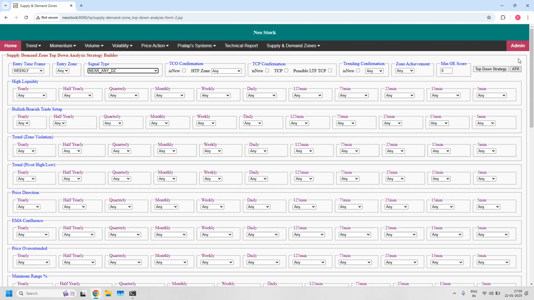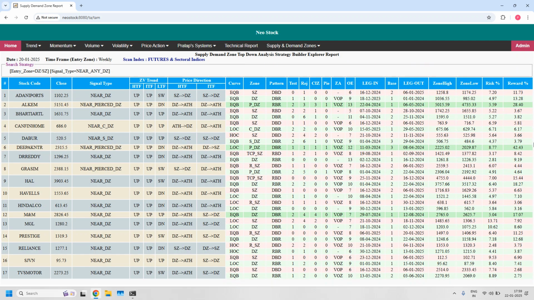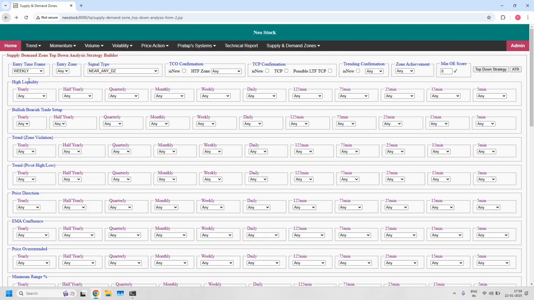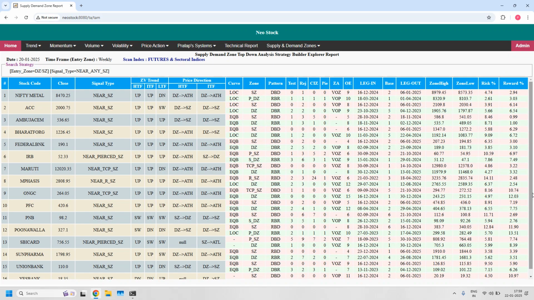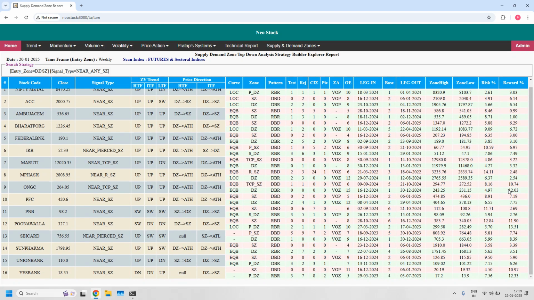Stocks near weekly demand zone. We got 17 stocks. Next, weekly time frame, stocks near weekly supply zone. We got 16 stocks. First 15 stocks in the list. I'm scrolling the list down. So total 16 stocks are filtered. Price closed near to the monthly supply zone.